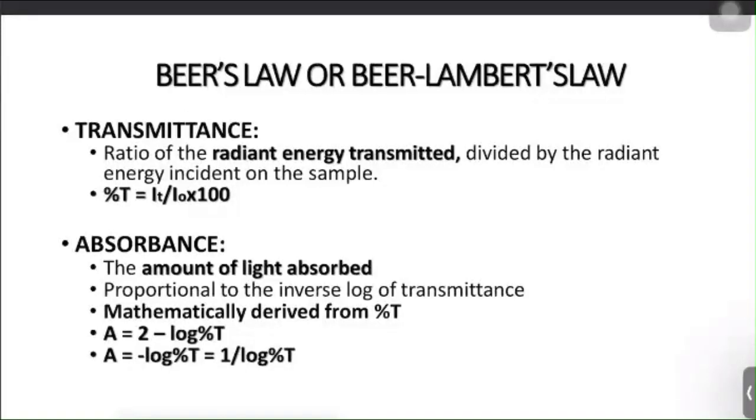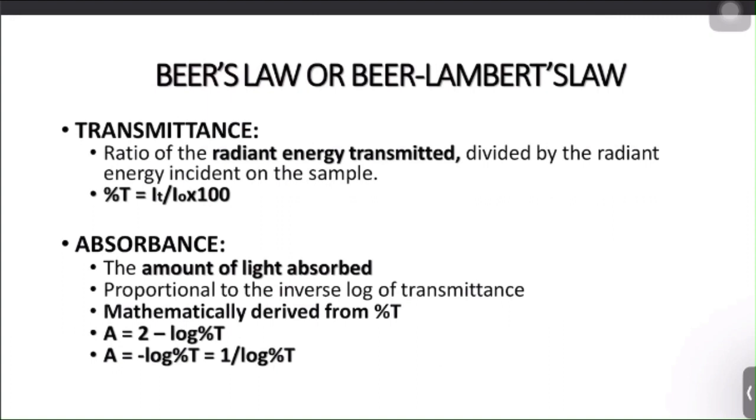So ano pa yan? Ano bang nandyan? So as I said, you do test for transmittance and absorbance. So what ano ba yung transmittance? This is a ratio of your radiant energy transmitted divided by the radiant energy incident on the sample. So this is the transmitted light from your photoreactor going to your photodetector. So kung ano yung nagpa-pass through, so that's the transmittance. Ano naman yung absorbance? So yung absorbance is the amount of light being absorbed by your analyte of concern. So kung ano naman yung nabablock na light, yung analyte of concern. So this is proportional to the inverse log of transmittance. Mathematically derived from percent transmittance. So yan yung mga formula natin that are being used to get your transmittance and absorbance.